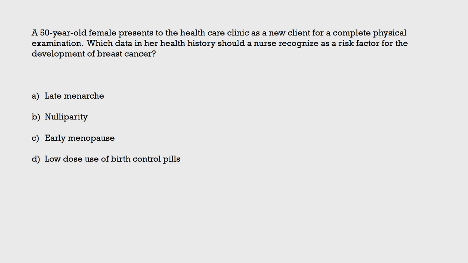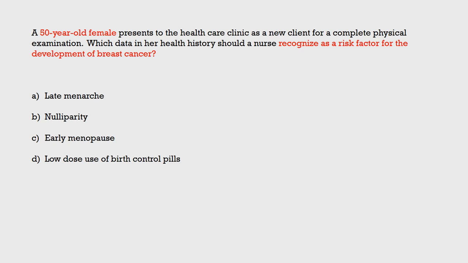Okay, so a 50-year-old female presents to the healthcare clinic as a new client for a complete physical examination. Which data in her health history should the nurse recognize as a risk factor for the development of breast cancer? Late menarche, nulliparity, early menopause, or low dose of birth control pills? So our keywords are, she's a 50-year-old woman, and we're recognizing these as risk factors for developing breast cancer.